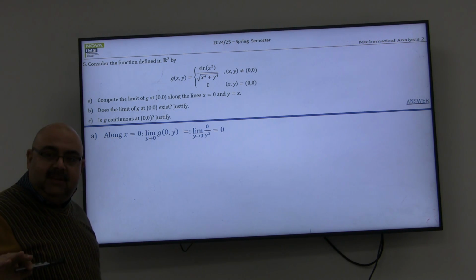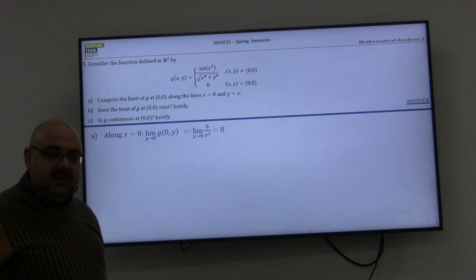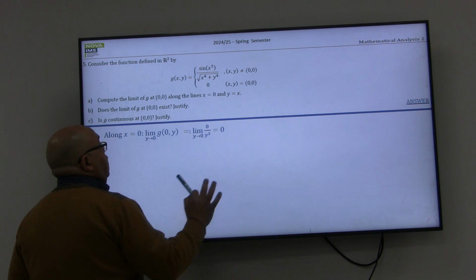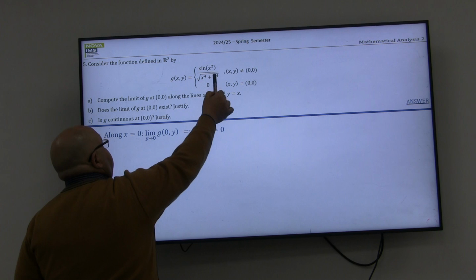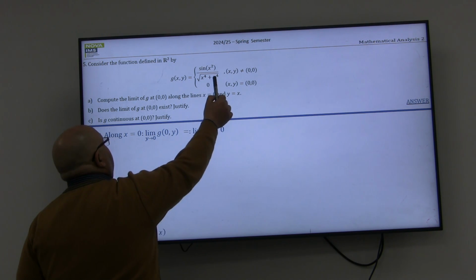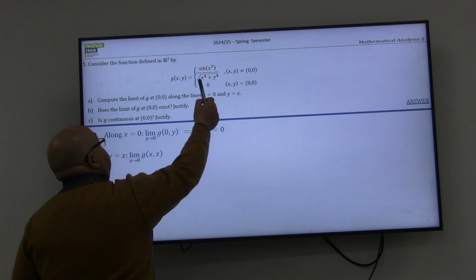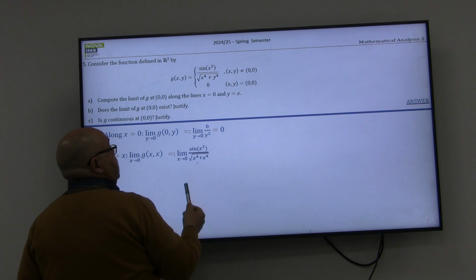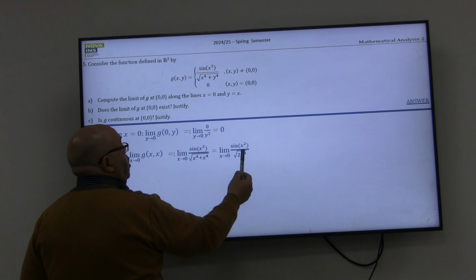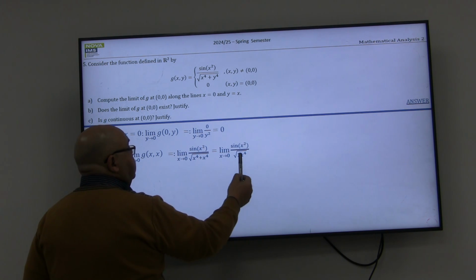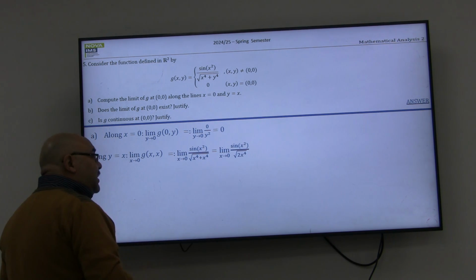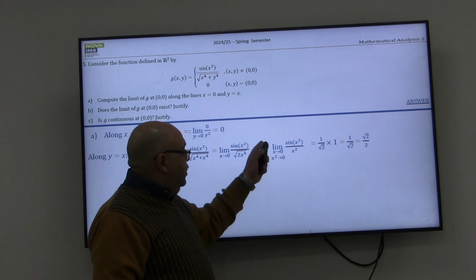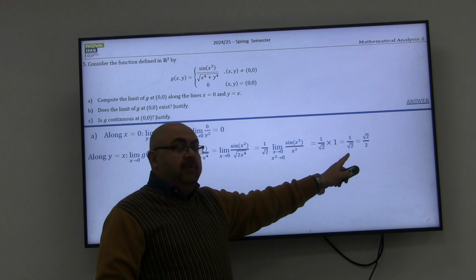So the limit at x equal to 0, or at the y-axis, is going to be equal to 0. If I use y equal to x, all I have to do is replace all the values of y by x. So it's going to be the root of x power 4 plus x power 4, which comes to sine x squared over root 2 times x squared. In this case, it equals 1 over root 2. This is the value of the limit.